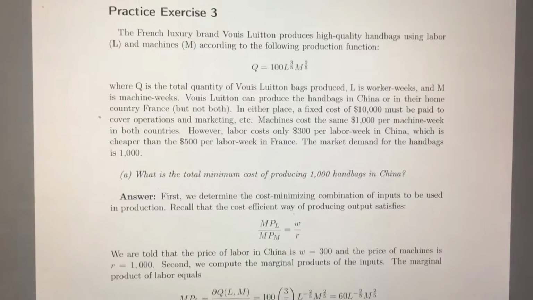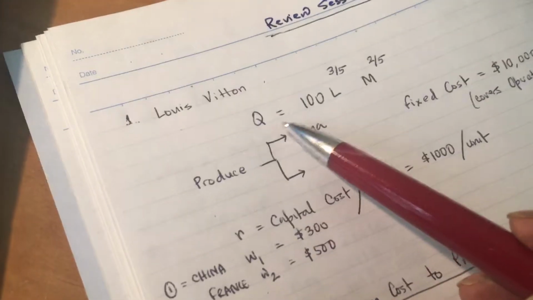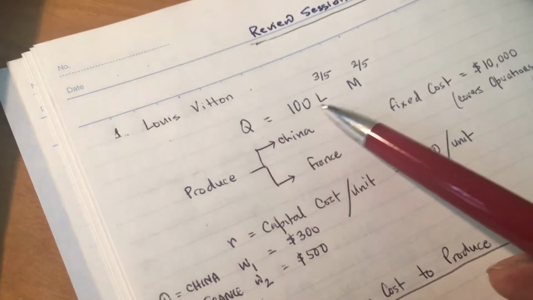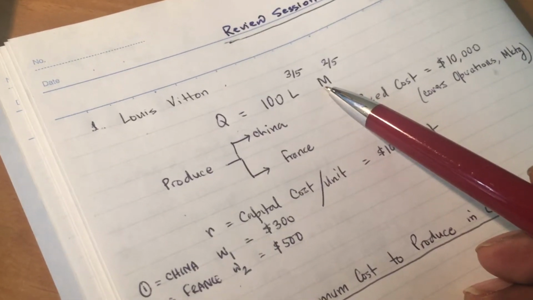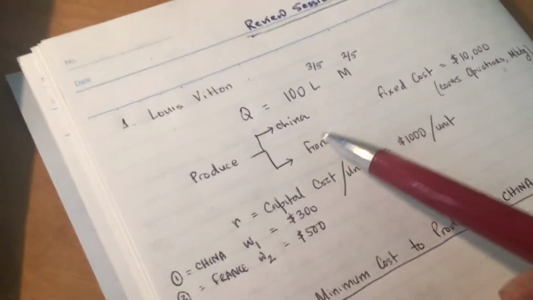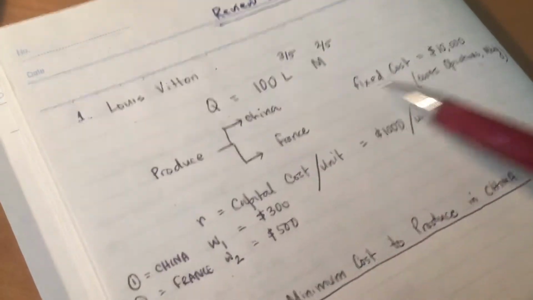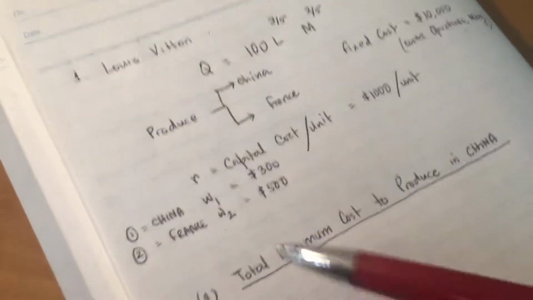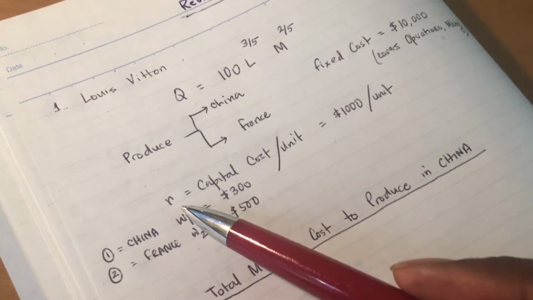So the problem says that the French luxury brand Louis Vuitton has a production function given by Q equals 100 L raised to power 3 by 5 M raised to power 2 by 5. So you have two inputs, one is labor and the other is machine weeks. You can produce the bag in China or France. Regardless of where you produce the bag, the fixed cost is $10,000.